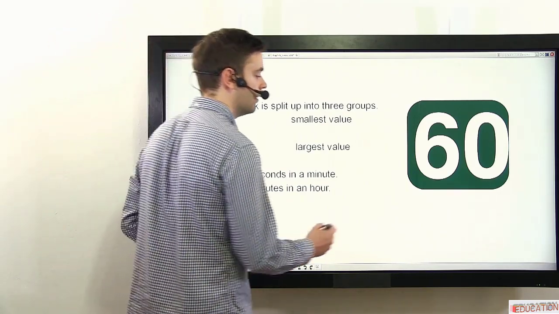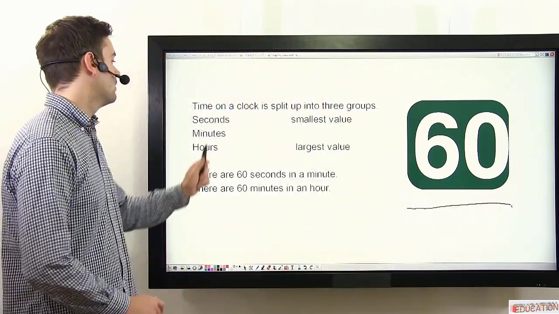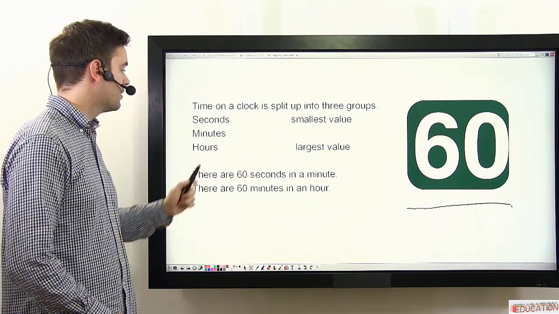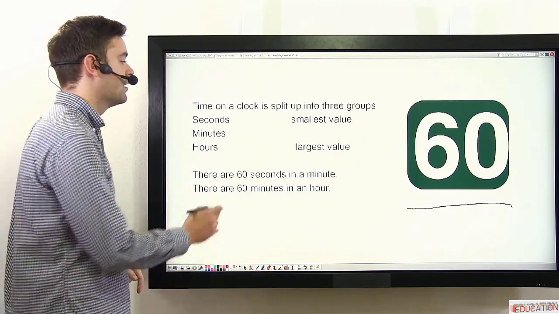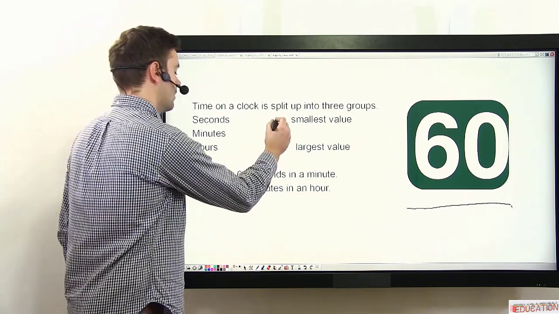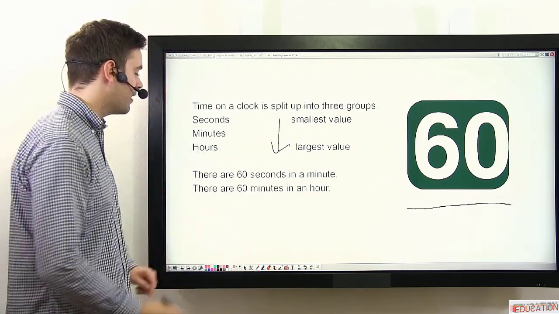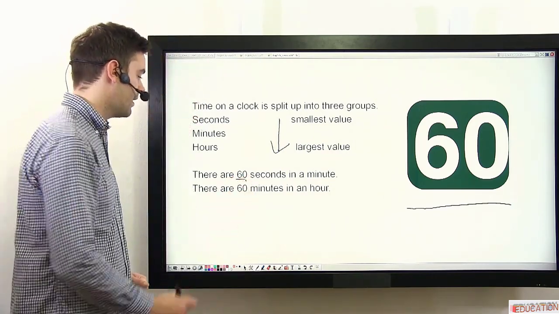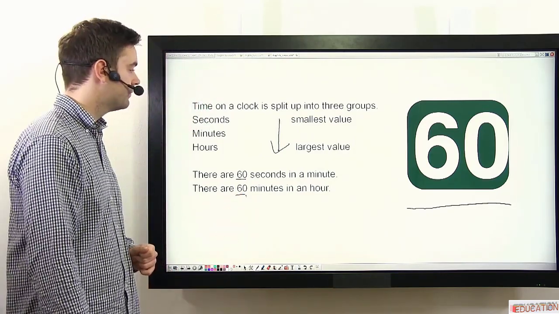60 is an important number for time. For example, here, time on a clock is split up into 3 groups: seconds, minutes, and hours. Seconds are the smallest value. Hours are the largest value. And there are 60 seconds in a minute and 60 minutes in an hour.